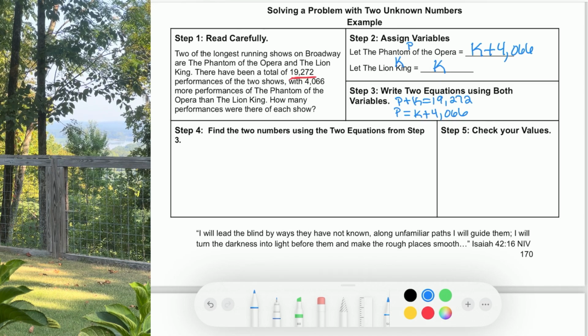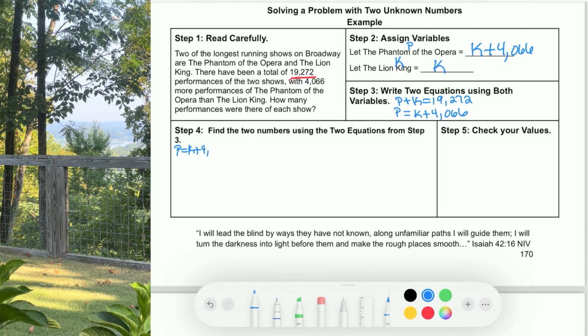Now, in step 4 above, when I read through them, it said that you could use either substitution or elimination. It's up to you. I'm going to use substitution in this one because it makes the most sense. We already have one of the variables isolated in our 2 equations. But again, you can choose either. But I'm going to write my 2 equations over here. So we have P equals K plus 4,066.